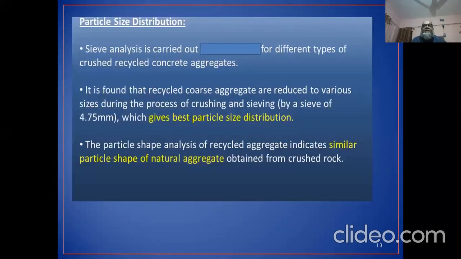For doing that, we need sieve analysis according to the standards set forth by ASTM or IS, whatever is your requirement, or maybe from any agency. We need to carry out sieve analysis. This is a very trivial thing. It is found that the recycled aggregates are reduced to various sizes during the process of crushing, and by sieving through a number 4 sieve, which gives a great mass particle size distribution. So if you use a sieve lesser than that, then you may not have a very good sorting of the aggregate.